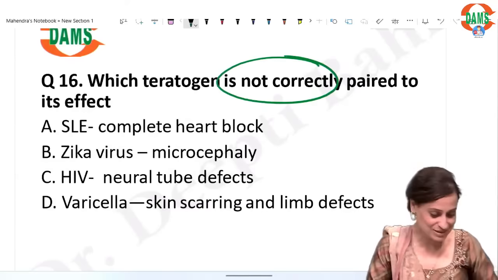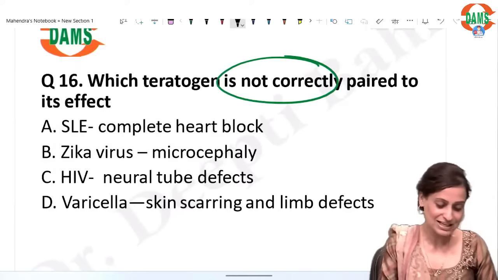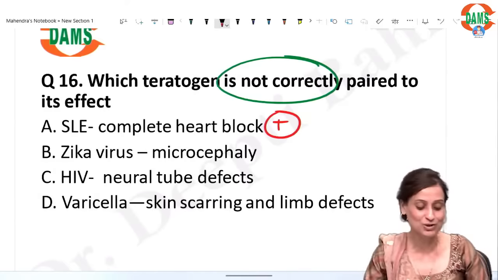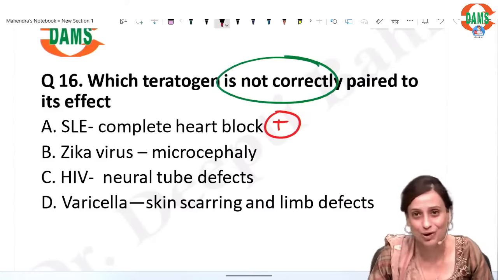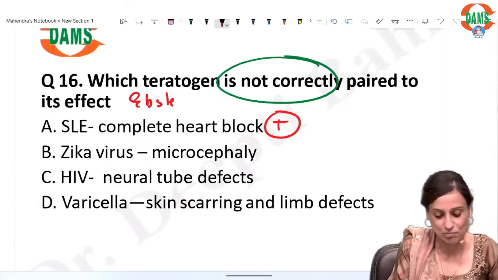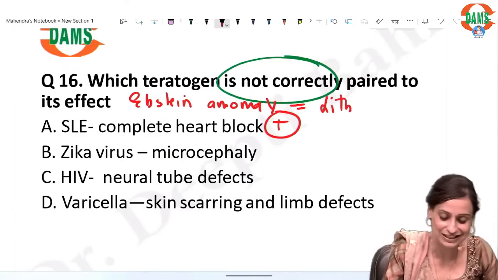Okay, so tell me, what is not correctly paired? Is A correctly paired? Yes. With SLE, it is going to be complete heart block. With which drug do you see Epstein's anomaly? I'm going to cover the other important ones as well. Epstein's anomaly is going to be seen with, yes, lithium.